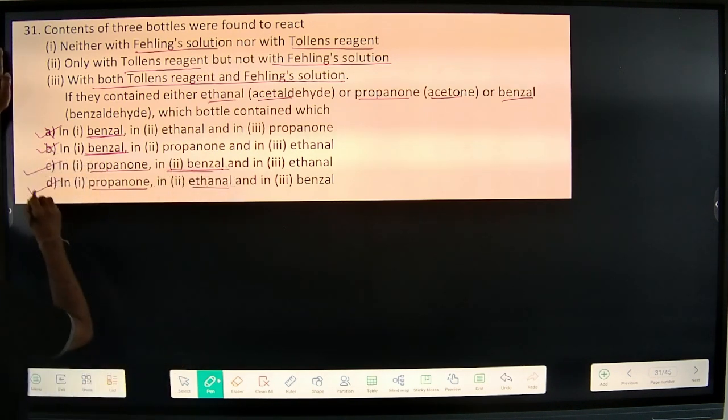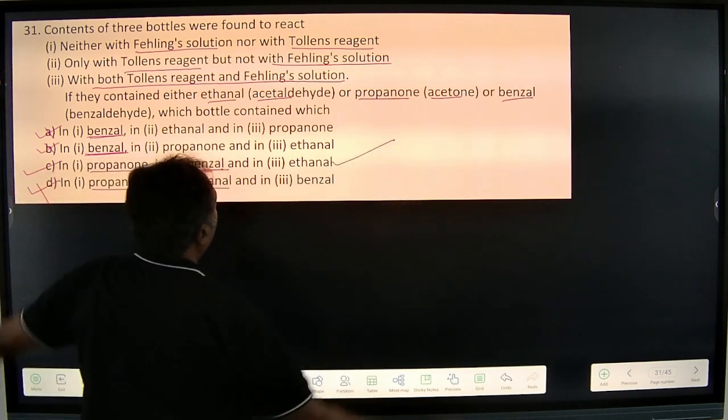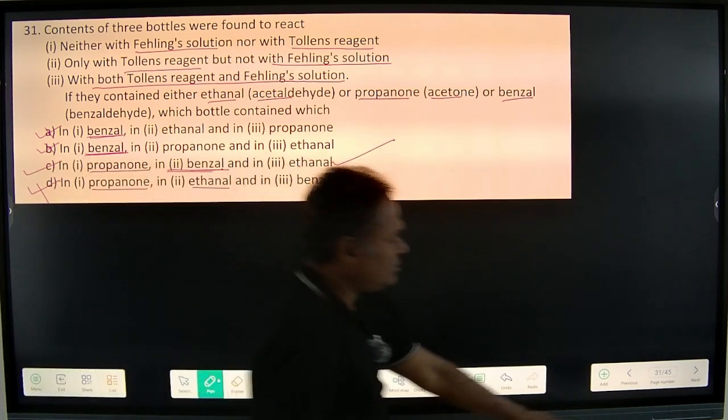That means even this answer is incorrect. So, your correct answer in this case is C. I hope this is clear to you, child. Yeah, let us proceed to the next question.